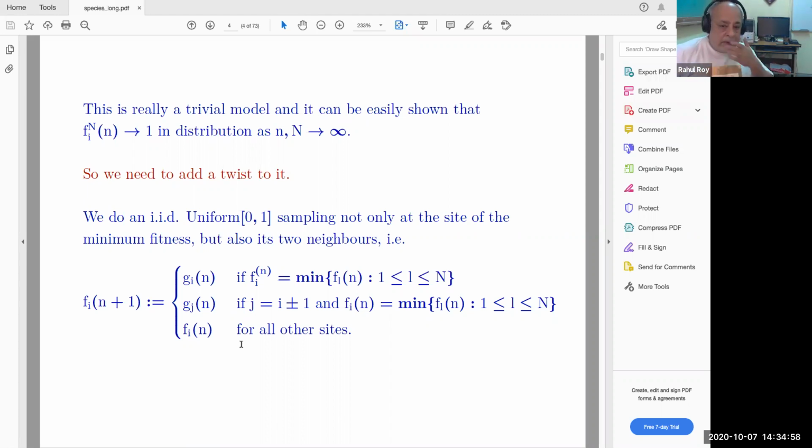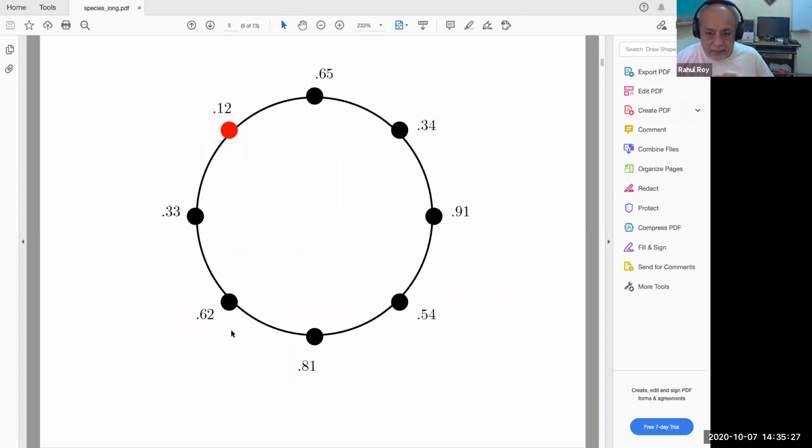So what we do is we add a twist to it, and that is the Bak-Sneppen model. So we have IID uniform sampling as usual, but not only at the site of the minimum fitness, but also at its two neighbors. So here, for example, if i is the one with the minimum fitness, we change both i plus 1 and i minus 1, and keep the others intact.